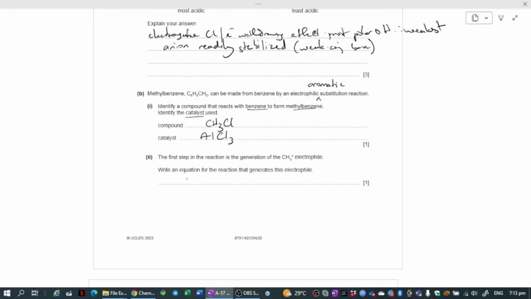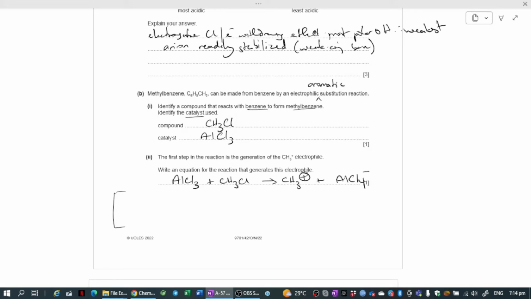So, an equation for this reaction is that AlCl3 reacts with CH3Cl to give CH3 plus and AlCl4 minus.